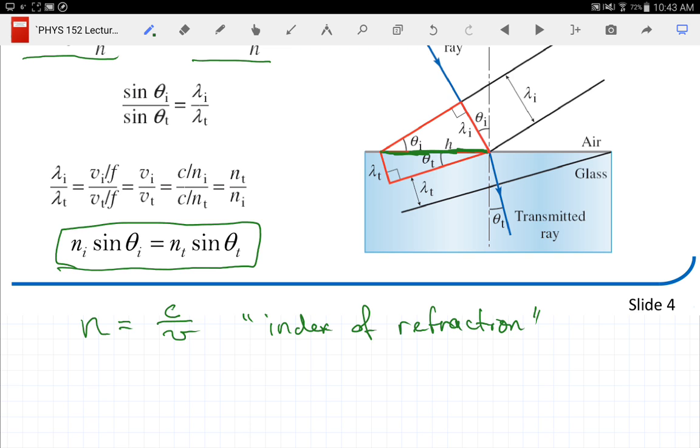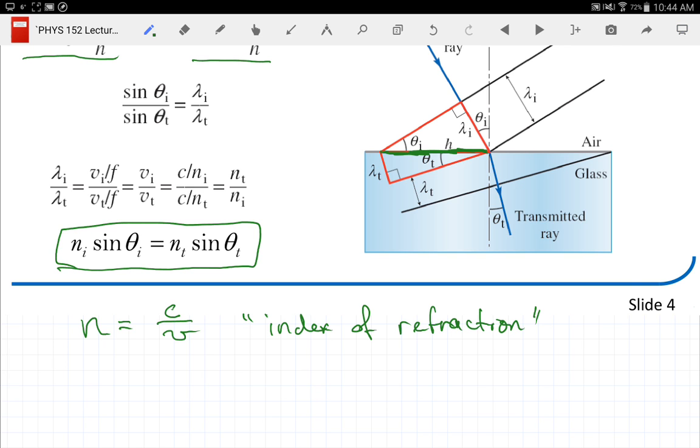And what is the fastest material for things to travel through? Vacuum. That's the only thing I've told you about speed so far. Vacuum has the fastest speed. So if I'm going through something like glass, the speed is slower. If my speed is slower than c, what does that make n? Greater than 1. So indices of refraction are always 1 or greater. The index of refraction for vacuum is 1. Air is approximately 1. Everything else is greater than that. So if you see the index of refraction, you can determine the speed.